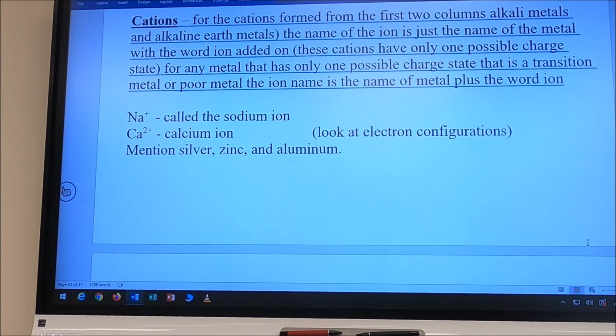Now, there are some other metals that when they form ions, we just say the name of the metal and the ion. Silver is always just the silver ion, and silver is always 1+. Zinc only forms a 2+ ion, so it's always just the zinc ion. And aluminum always forms a 3+ ion, so it's just called the aluminum ion. Okay?